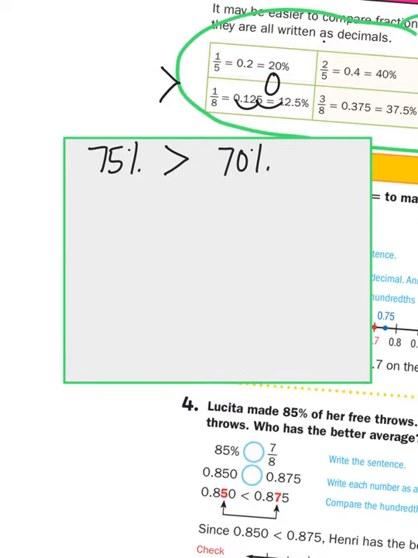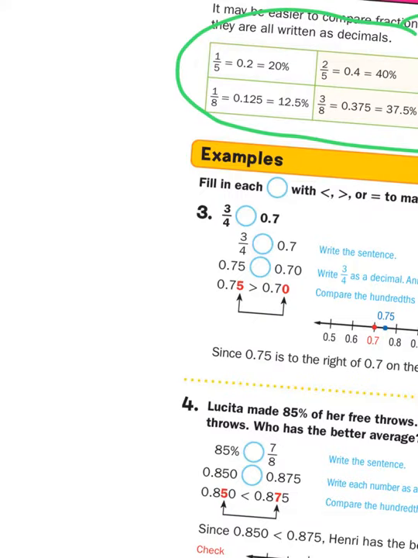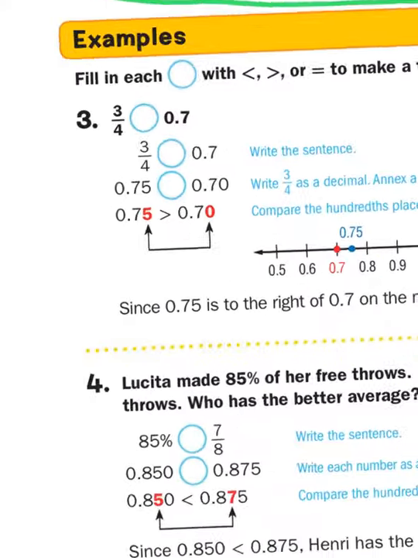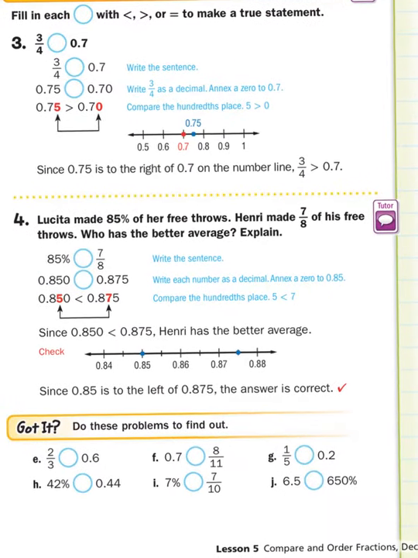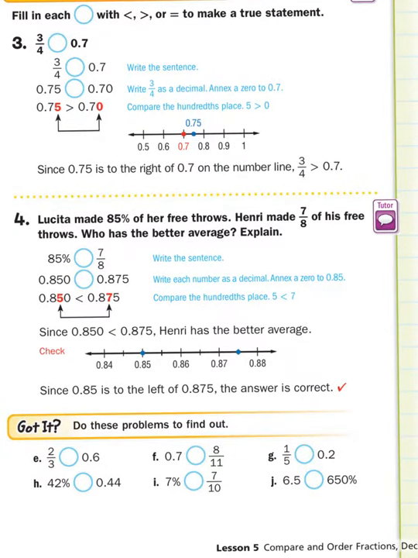All right, so let's go down. Let me delete that box. Let's go down to example 4. Now, example 4 is more of a word problem, so let's read it and check it out. I'll circle things as I read it.